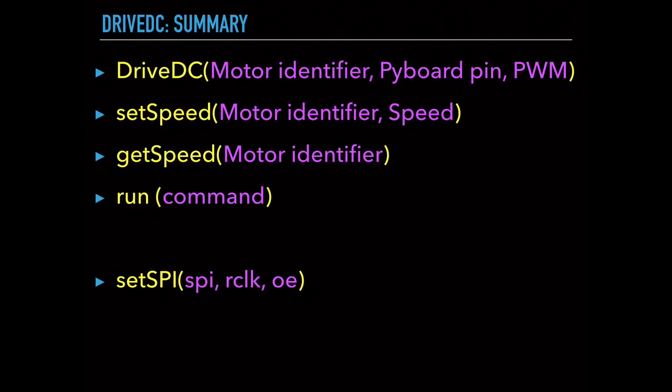In summary, for the drive DC, there are 4 functions: drive DC, set speed, get speed, and run command. Initialization of SPI is done only one time, after the motor initialization or before the run command.